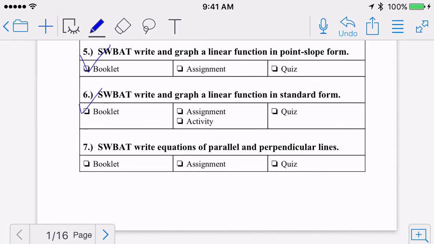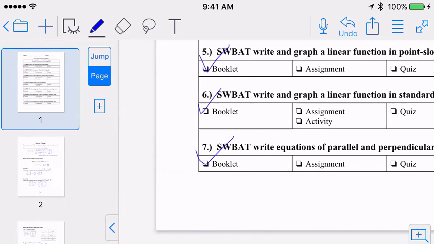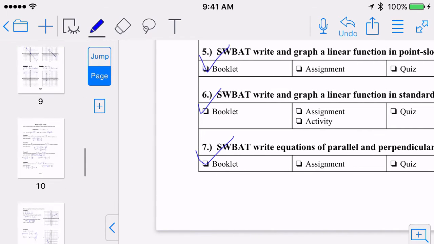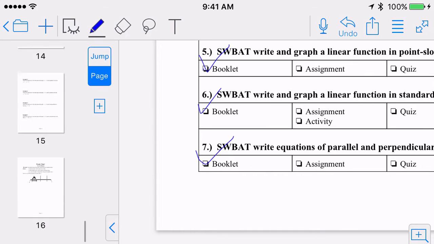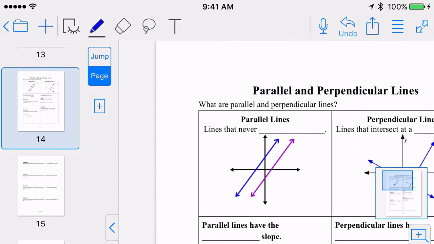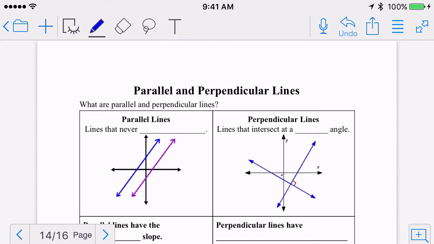Alright, algebra students, it's the last lesson of Unit 5 on parallel and perpendicular lines. So, last 2 pages of your booklet. Aren't you so excited? Alright, parallel and perpendicular lines.